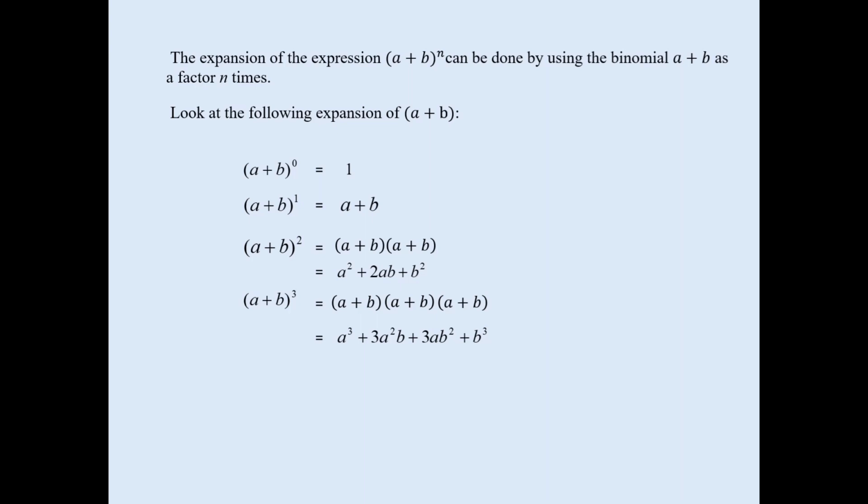Alam ko nagtataka kayo paano yan nakuha. Relax lang. Darating din tayo dyan. But anyway, so let's continue.